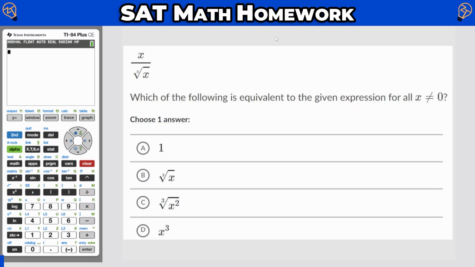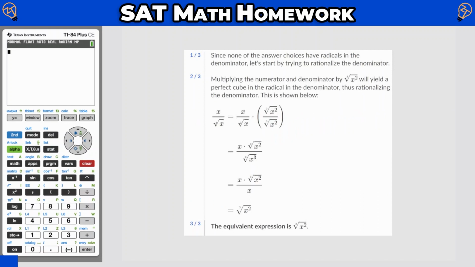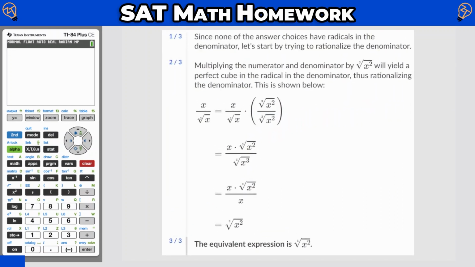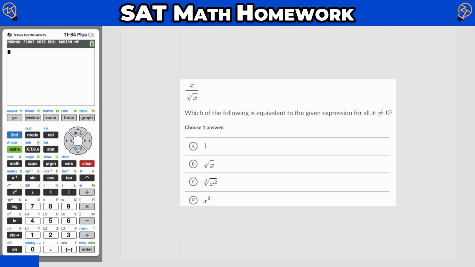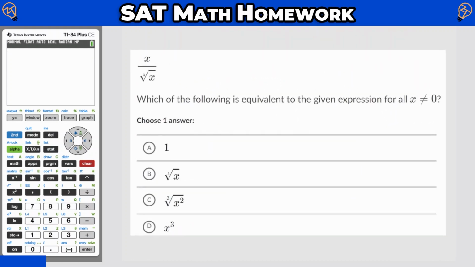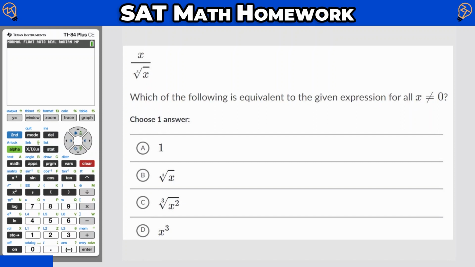So for this question, I actually don't like the way that the book tried to explain it. If you take a look, they essentially rationalize the denominator, which in my opinion is a lot more work than necessary. So let's go ahead and look at a more efficient way to do this problem. So for me, that would be taking the denominator from its radical form to rational exponent form.